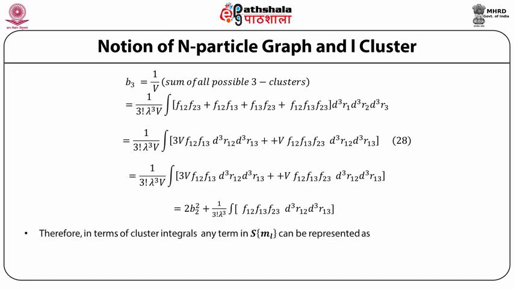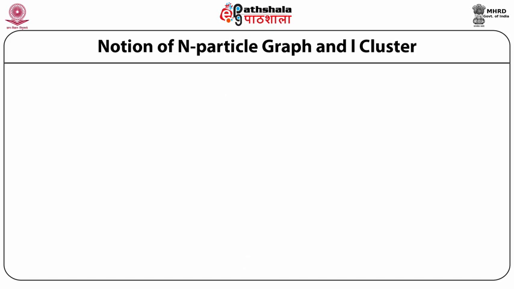Therefore, in terms of cluster integrals, any term in S over a set m_l can be represented as equal to 1 factorial times V b1 raised to power m1, 2 factorial times V b2 raised to power m2, 3 factorial times V b3 raised to power m3, and so on. Let us now see how to count the terms.